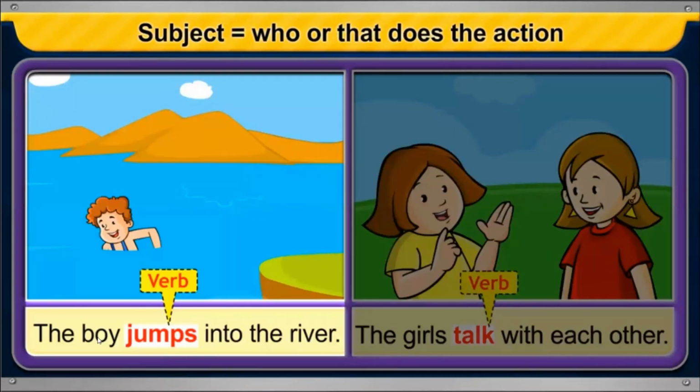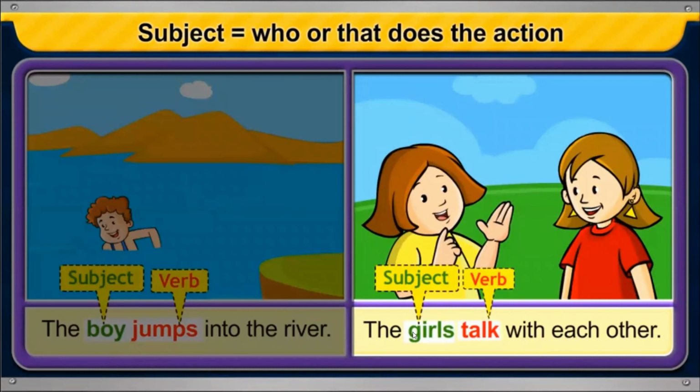Here the subject is boy, and what he does, that is the action. The action word is called the verb. In this second sentence, you can write down both sentences in your notebook, then underline boy and write down boy is the subject and jumps is the verb. In the second sentence, the girls talk with each other. Girls is the subject and talk is the verb.